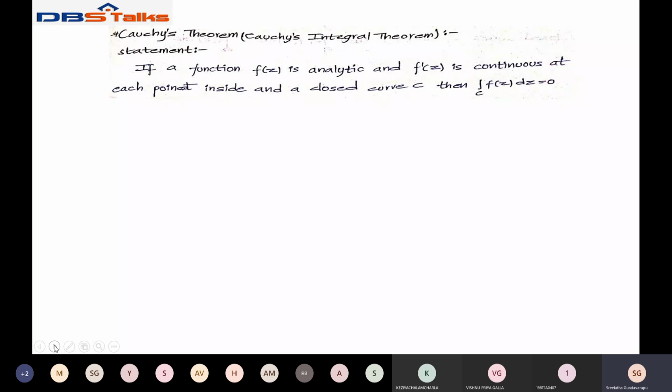Next theorem is Cauchy's theorem. This is also known as Cauchy's integral theorem. The statement is: if a function f of z is analytic and f dash of z is continuous at each point inside and on a closed curve C, then integral over C f of z dz equal to 0.